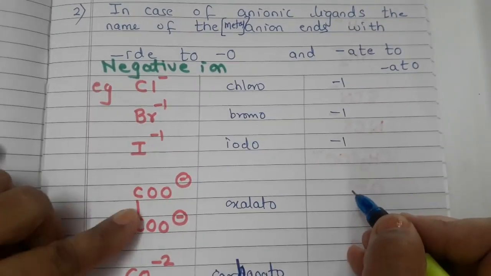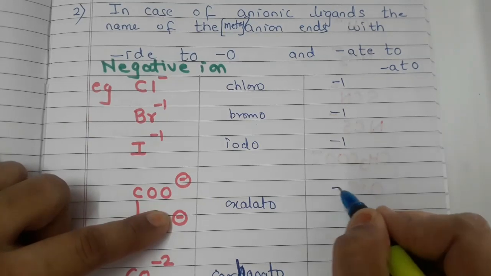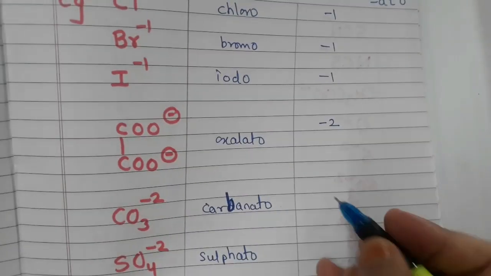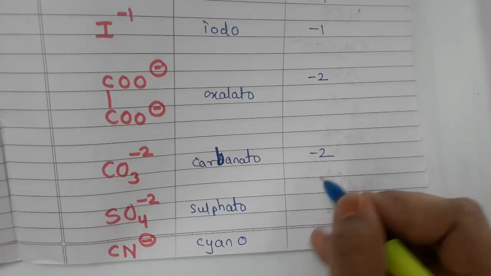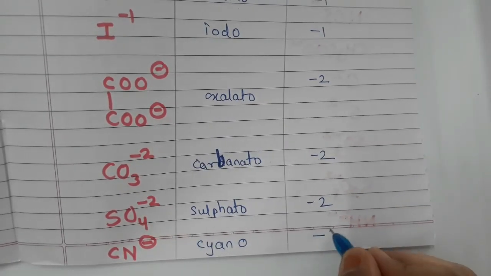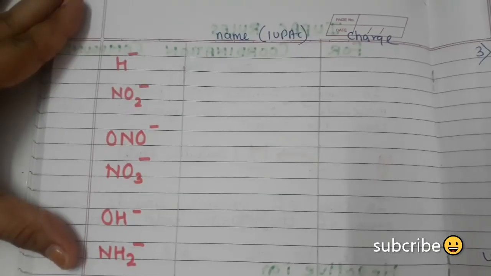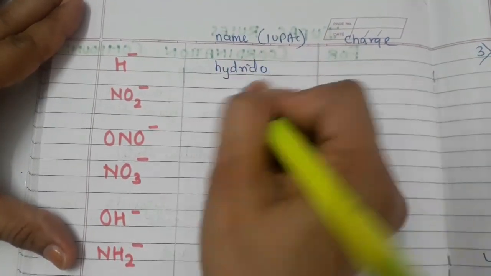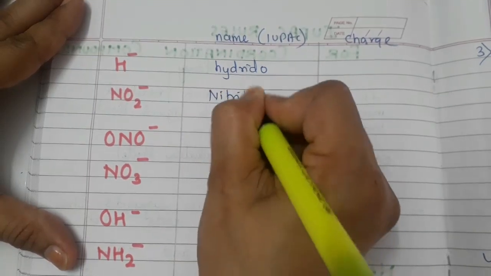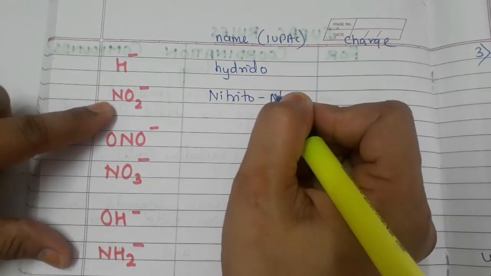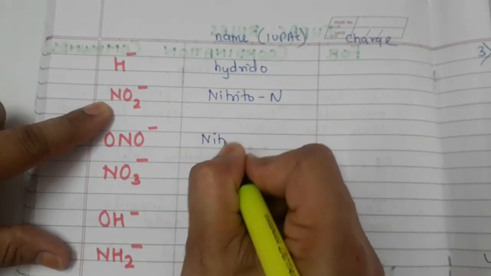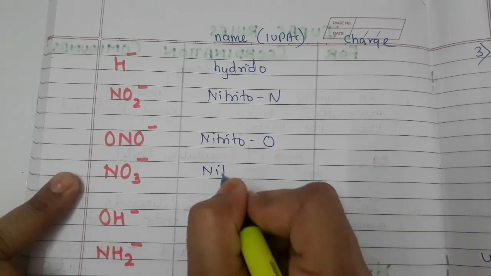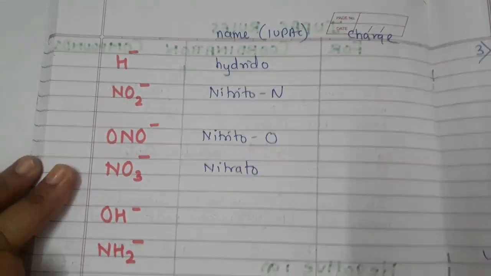Students, have a look at this particular anion. There are two negative charges, so -2. Carbonate also is -2, so I'll write -2. Sulfato -2, cyanide is -1. Here we have hydrido, nitrito-N because the point of attachment is N, this is nitrito-O, and this is nitrate, so we'll write nitrato.